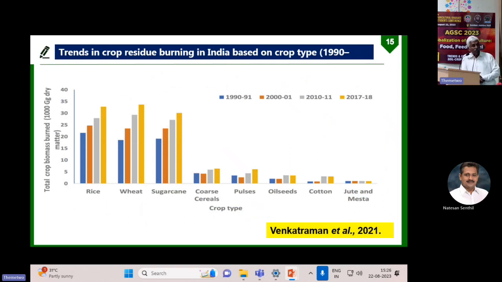This is also clearly indicated here, wherein if you see from 1990 to 2017-18, there is a gradual increase in the burning of different crop residues, whether it is rice, wheat, sugarcane, coarse cereals, pulses, oil seeds. Rice, wheat and sugarcane are the major crops wherein a lot of crop residues are being generated. They are being burnt without maintaining any organic matter.